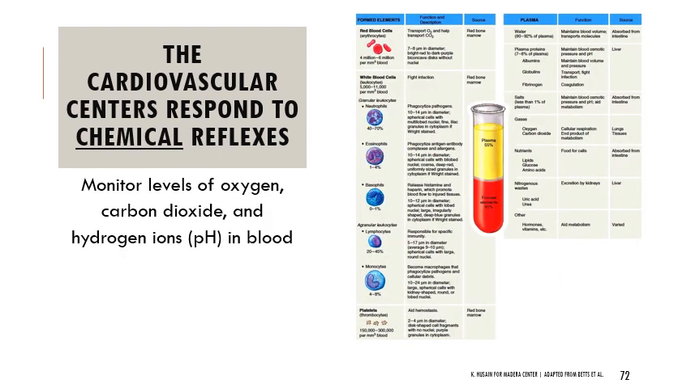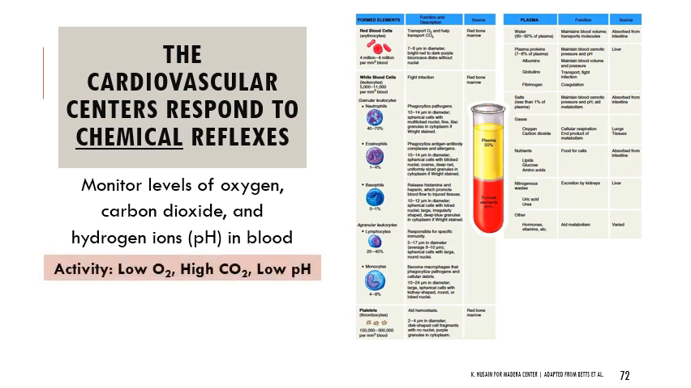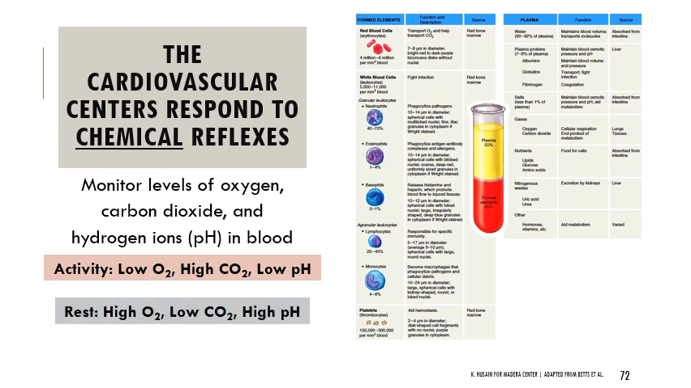The cardiovascular centers also respond to chemical reflexes or chemical signals. So they are connected to levels of oxygen, carbon dioxide, and hydrogen ions, which is related to pH in the blood. Remember that blood has a lot of unique chemical and physical properties. Respiratory gases are an important part of that, and those respiratory gases affect the pH. When you have a lot of activity, that decreases the oxygen concentration in your blood, increases carbon dioxide, and also decreases pH, which I'll revisit in just a moment. When you're at rest, you have high oxygen in your blood, low CO2, and a higher pH.